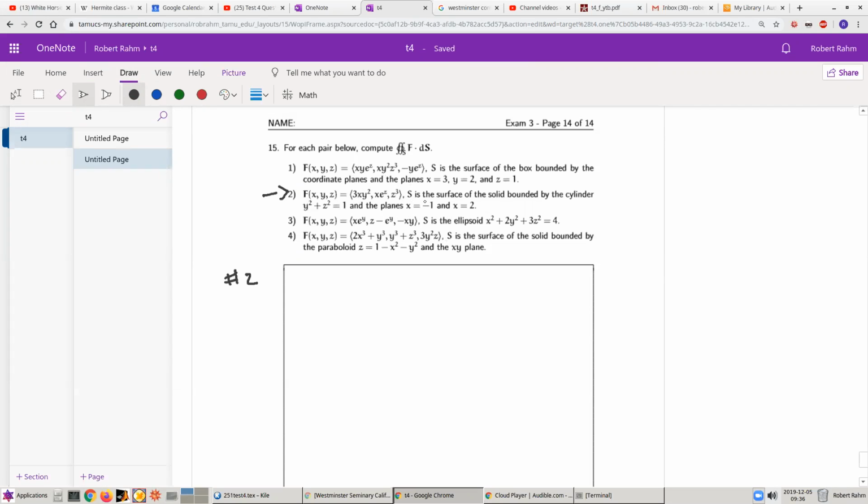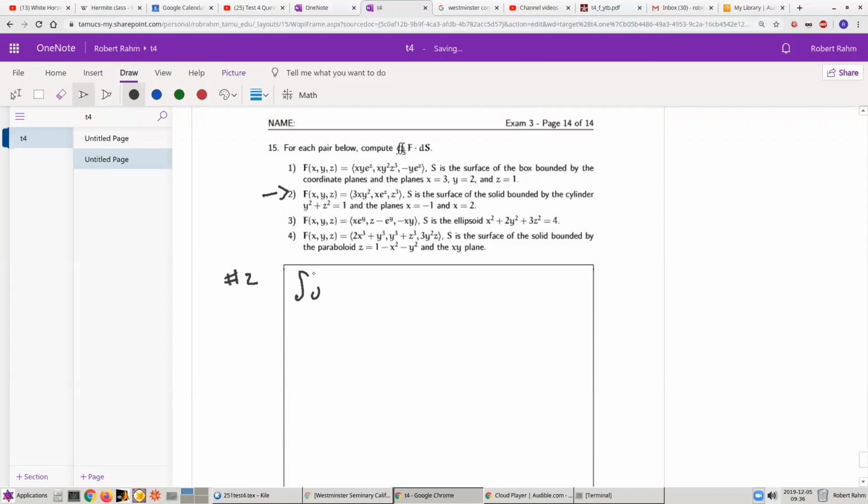Okay, so maybe this wouldn't be the most difficult surface integral to do. We would have to split it into 3: one integral on the cylinder, one on the plane x equals -1, and one on the other plane x equals 2. But we're going to do this as a volume integral.